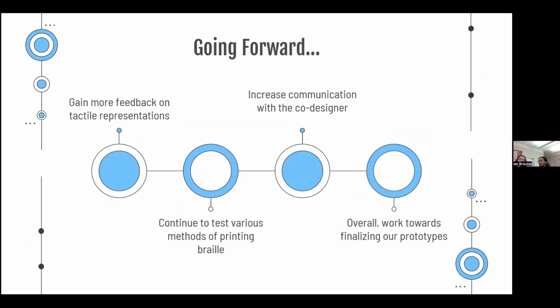And then going forward, in the next coming weeks, we plan to send some of our prototypes, plans, and representations to the co-designer and get some recommendations. Work with various Fusion tools to see what creates the optimal Braille screen. And then meet more with the co-designer via Zoom to get a better understanding of our project and how we can make improvements. And finally, hopefully come up with some usable versions of our prototypes.